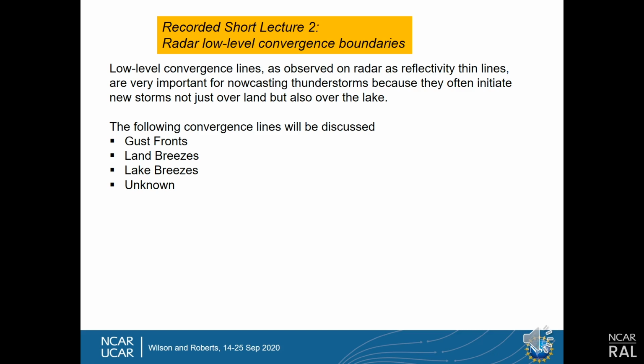So this particular one, we're going to look at low-level convergence lines, as seen on the radar as reflectivity thin lines. These are very important for nowcasting thunderstorms because these thin lines are often associated with the initiation of new storms, not just over the land, but over the lake. We're going to discuss these convergence lines: gust fronts, land breeze fronts, lake breeze fronts, and unknown boundaries.